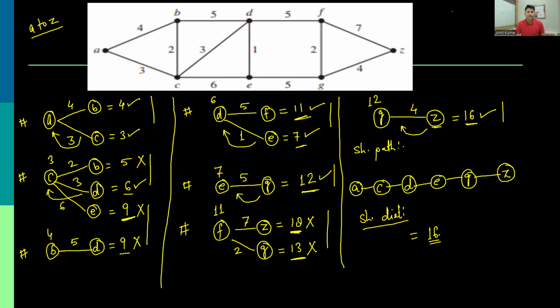How to write it? In this graph, A to C is 3, C to D is 3, D to E is 1, E to G is 5, and G to Z is 4, which makes it 16. 3 plus 3 is 6, plus 1 is 7, plus 5 is 12, plus 4 is 16. So this is how we can solve a problem based on Dijkstra's algorithm.